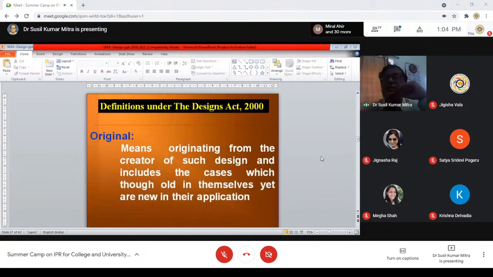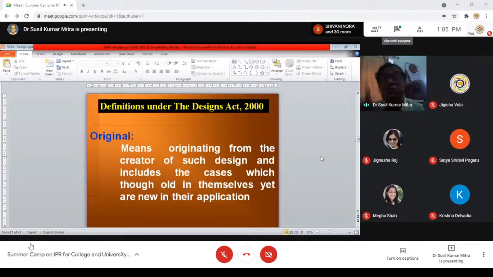Now I am coming to original. How do we consider that a design is original and new? Original means it originates from the creator of such design, and includes cases where the designs may be old themselves, but the application is new. I am giving the example of the Taj Mahal. The design of the Taj Mahal or Charminar Tower is known to everybody. But if someone makes a paperweight of the Taj Mahal, giving a unique shape of the Taj Mahal in the paperweight, or a photo frame, or an article for keeping in the room, a small Taj Mahal that can be a gift material, that also can be registered under design.